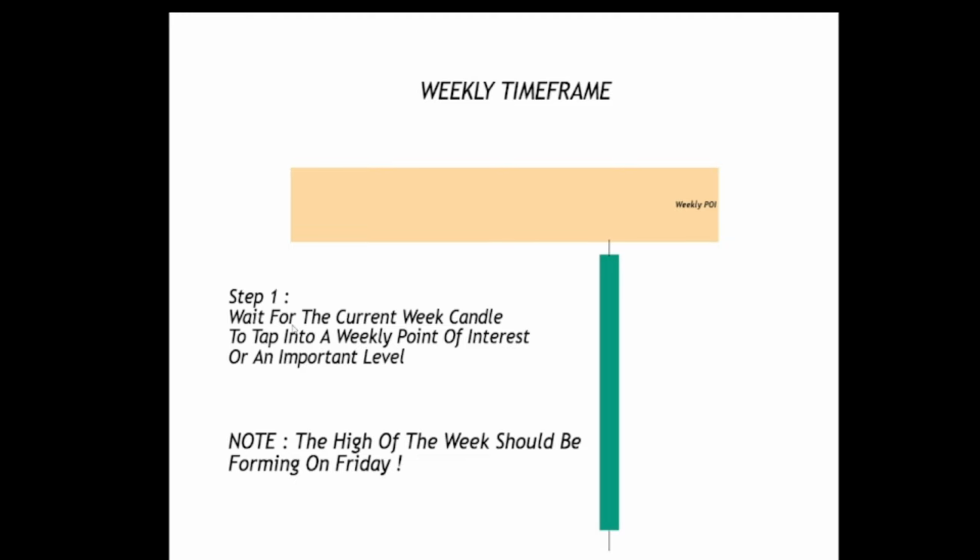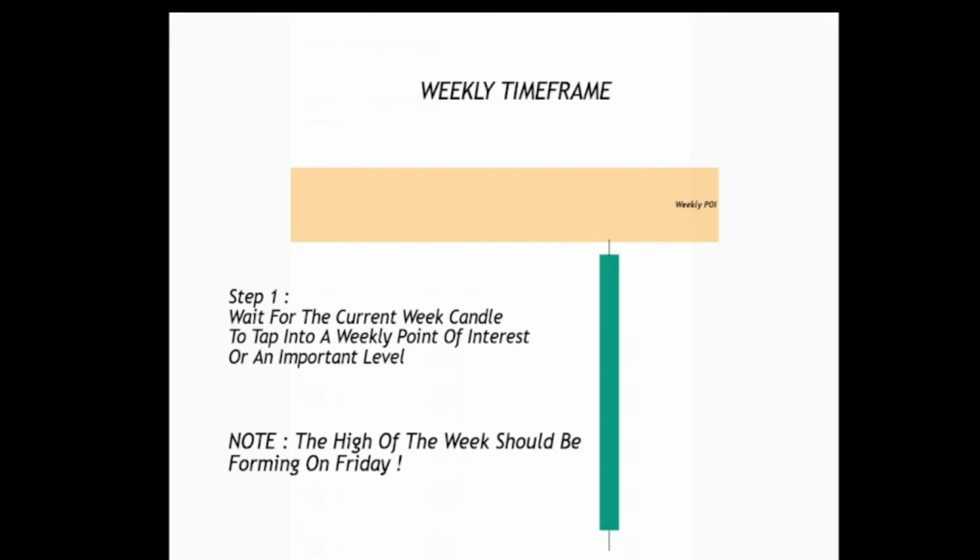So what are we gonna go for in the first step? First of all, we're gonna wait for the current candle to tap into a weekly point of interest. The point of interest can be formed of FVGs, weekly fair value gaps, weekly volume imbalances, can be order blocks, can be OTE, optimal trade entry, can be anything. It even can be relevant, important swings. It can be that too. So the point of interest can be formed of any of these PD arrays that I just talked about.